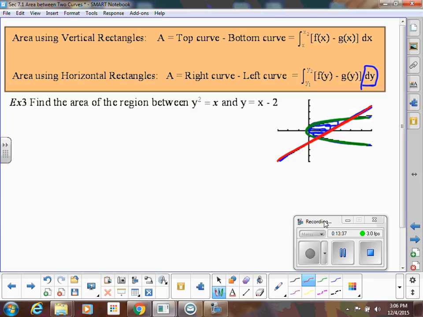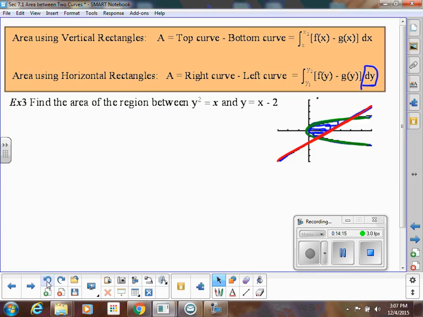Rather than having to split this up, because if I was doing it with vertical rectangles I would have to split it up there, instead we can just integrate with respect to y, and it becomes a lot easier type of problem. AP loves to do this, give you a problem that's very simple using integration with respect to y, and then it's really hard or almost impossible to do with respect to x. So I really want you to force yourself to get used to integrating with respect to y.